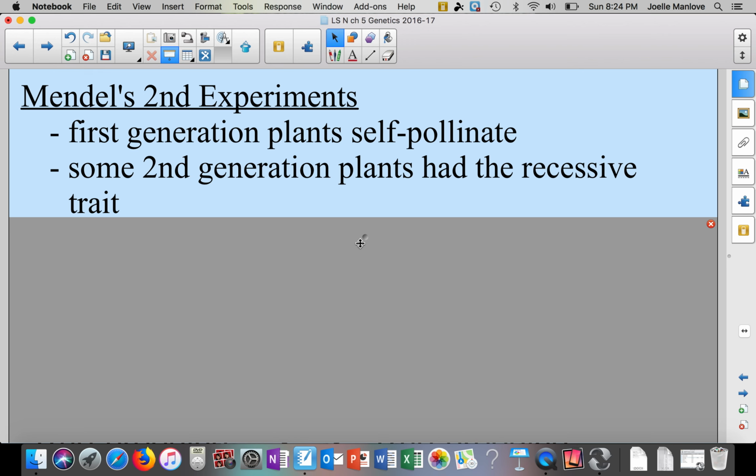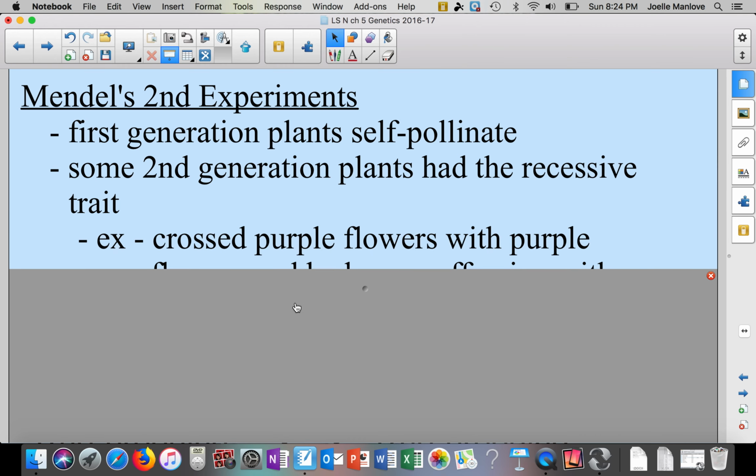And what showed up was some with the recessive trait, or the trait that seemed to disappear. So, for example, remember we started out with those purple flowers, we crossed them with the white flowers, and we ended up with all purple, right? So then he took those all purples and he let them self-pollinate. And what happened was he got some purples, but he got some whites also. Now remember, all of those parents this time would have been purple, but some of the offspring were white.